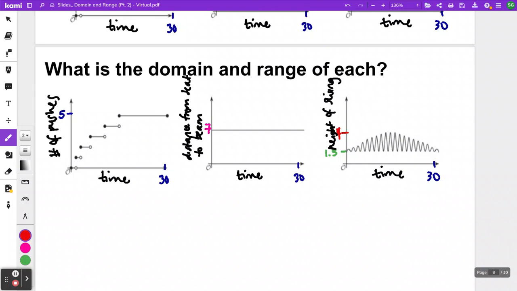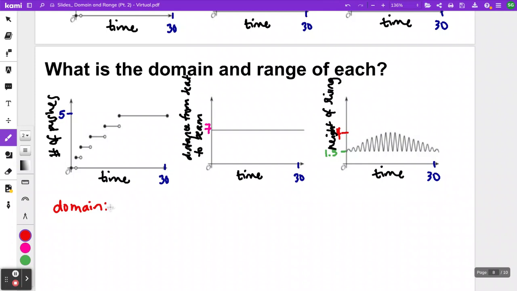For example, can you have negative numbers, positive numbers? Do they have to be whole numbers, or are fractions and decimals also okay? All of those are going to be important for this part here. I'm going to start with the domain of this first graph. And with the domain, it means I'm considering the input, which here is time, the time the child is on the swing.